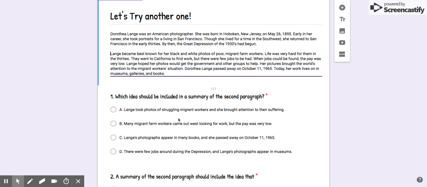A, Lange took photos of struggling migrant workers, and she brought attention to their suffering. B, many migrant farm workers came out west looking for work, but the pay was very low. C, Lange's photographs appear in many books, and she passed away on October 11, 1965. Or D, there were few jobs during the Depression, and Lange's photographs appear in museums. Now, if you were going to retell what happened in paragraph 2 to somebody, which one of these details would you make sure to include? Which one is the most important whenever you're summarizing what you read in this paragraph?